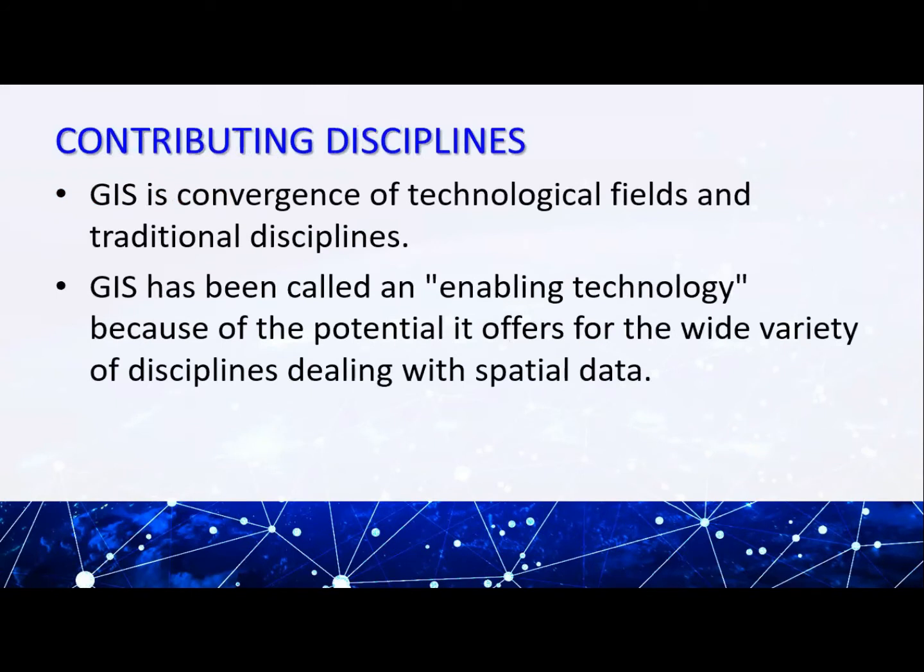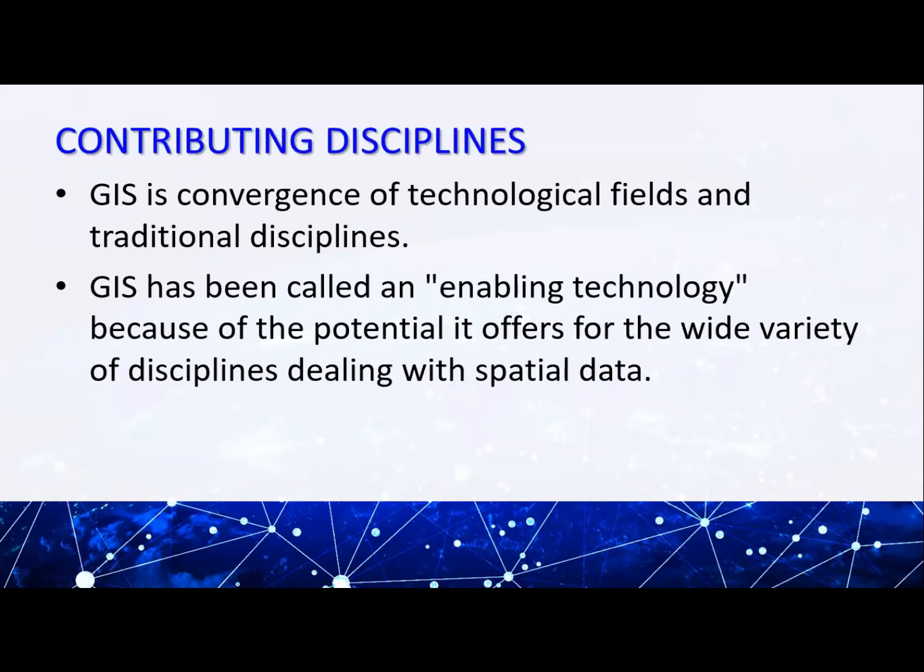I'm sure you would wonder how GIS came about, what kind of disciplines contributed to GIS. GIS is a convergence of a number of technological fields and traditional disciplines. That's why people call it an enabling technology, because it just doesn't offer a service to one field. You find that you can apply GIS in an architectural background. You can apply GIS as a health specialist. You can apply GIS as a population scientist like myself. You can apply GIS in remote sensing. You could apply GIS in agriculture. You could apply GIS in computer science.